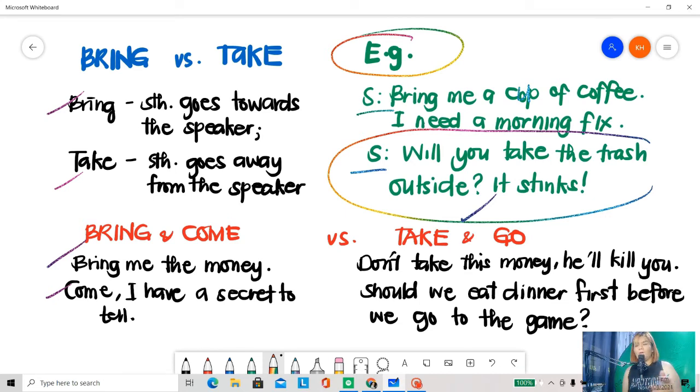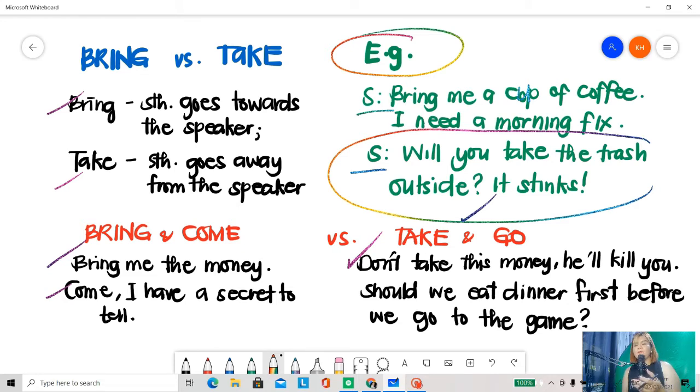Versus take and go, like for example, "Don't take this money or he will kill you." Okay, kung parte ka ng mafia, I don't know. "Don't take his money or this money or else he will kill you." Okay? And then, meaning to say, wag mong kukunin yung pera away from the owner. Right? That's the pretext there. That's the context there. The communicative situation.